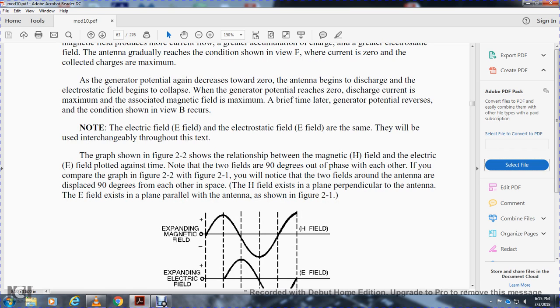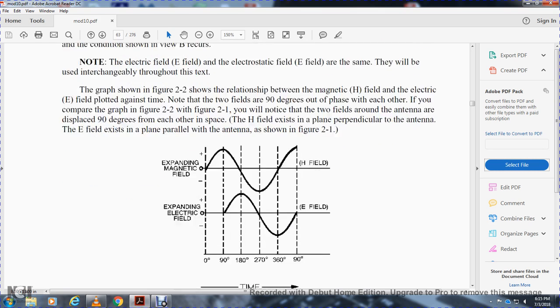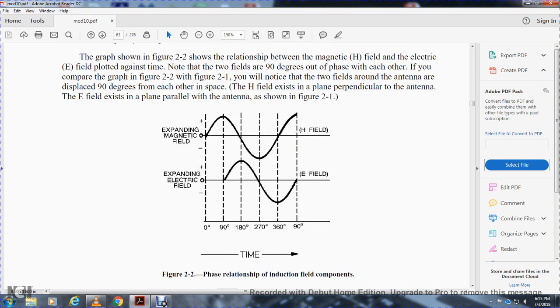If you compare the graph of Figure 2.2 to Figure 2.1, you will notice the two fields around the antenna are displaced 90 degrees from each other in space. The magnetic field exists in a plane perpendicular to the antenna. The electric field exists in a plane parallel with the antenna, as shown in Figure 2.1. Figure 2.2 shows the phase relationship of the induction field components.